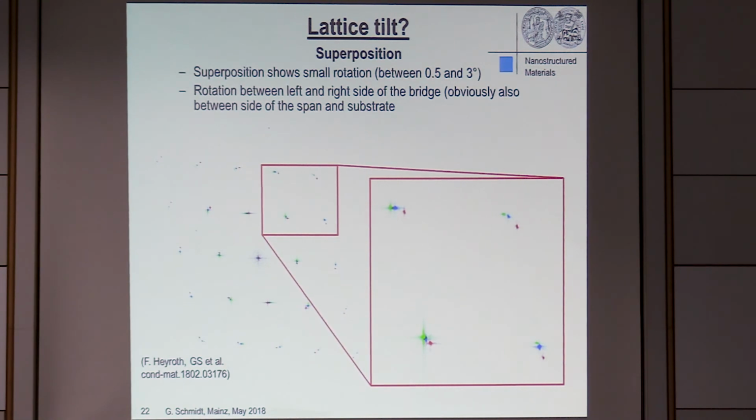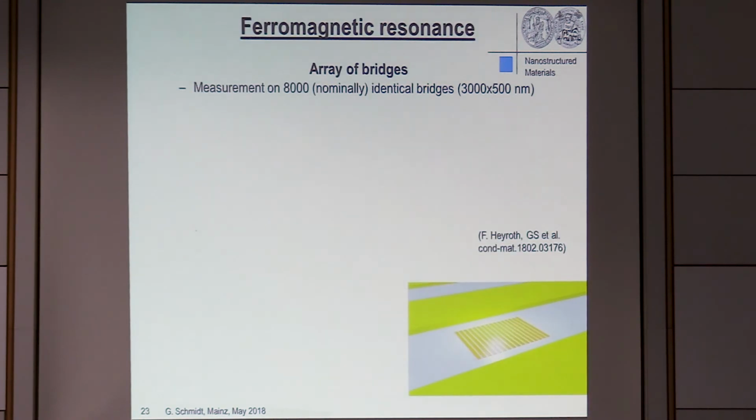And as I said, you have some strain, and both sides of the bridge are slightly tilted against each other and against the substrate, but this tilt is only between 0.5 and 3 degrees, depending on the kind of bridge that you're fabricating. But this is all structural properties. So what about the spin properties? This is YIG, and you want to know about the damping, and you want to know about the spin waves.